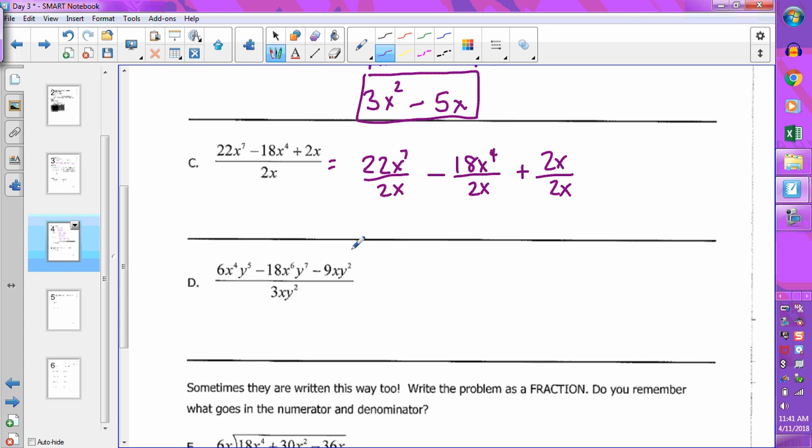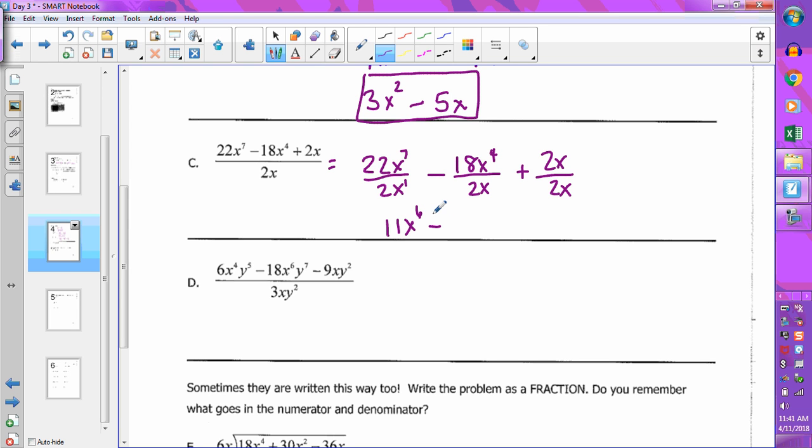So I'm going to write the answer right down here. And how many times does 2 go into 22? We're going to start there, and 2 goes into 22 11 times. Now we're going to subtract our exponents. So we have x to the 7th degree, and then there's x, so this is x to the first power. So we're just going to subtract. So it's going to be x to the 6th power.